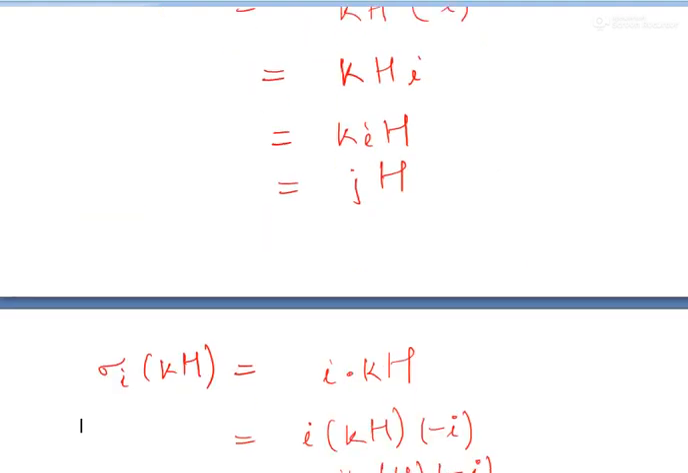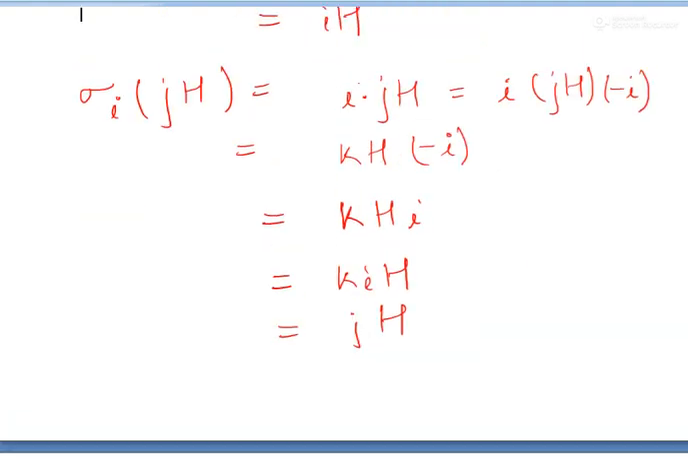And sigma I of JH, similarly, will be I dot JH, that is I JH I inverse, that is minus I. IJ is K. So it will be KH minus I. Minus 1 belongs to H, so it is equal to KHI, because the elements of H commute with all the elements of Q8, although Q8 is not abelian. So we can write HI as IH, and KI is nothing but J. So sigma I of JH is equal to JH.